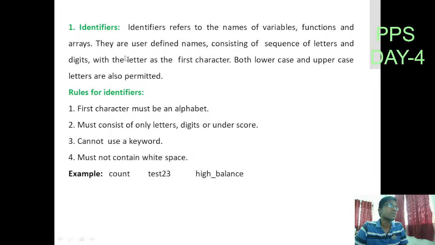So next, there are user defined names. You can write user defined names consisting of a sequence of letters and digits, with a letter as the first character. So in C programming, for writing identifiers, we use different types of letters, digits, and the first character. We write the identifier with a character as the first one. For example, I'm writing here count. So C is a character.